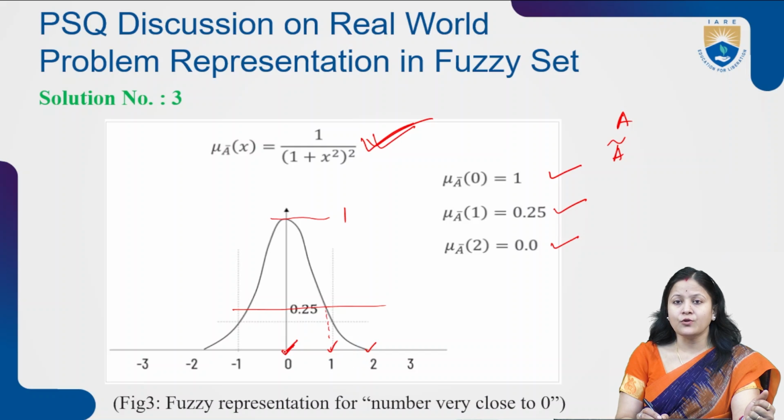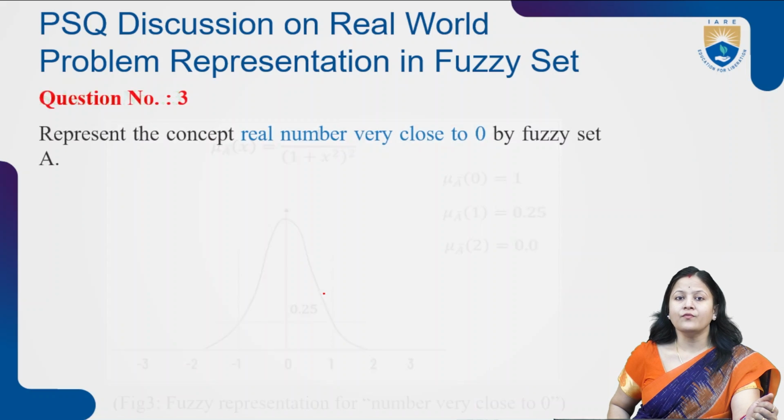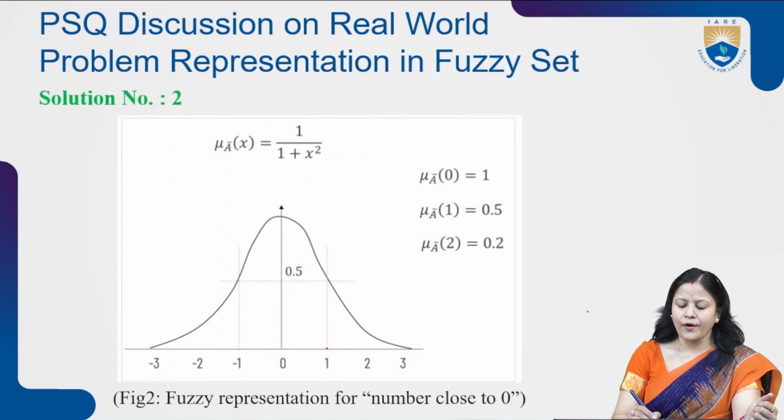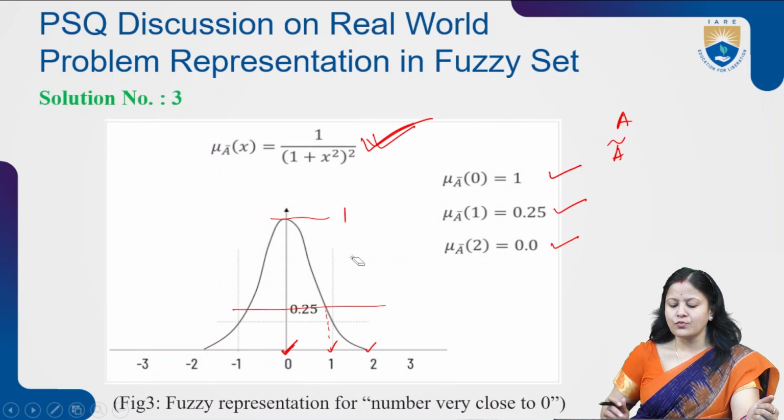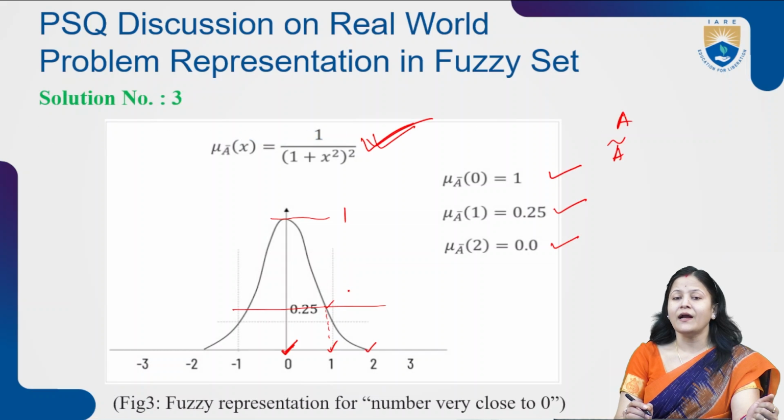That means at the point 0, the membership value is 1. At the point 1, when x is equal to 1, the membership value we are getting is 0.25. But in the previous example, when x is equal to 1, we got a membership value of 0.5. In this example, as it is closer to 0, that is why we are getting 0.25. That indicates that if the real numbers are very close to 0, then their membership value will drastically decrease for both sides, whether left side or right side.